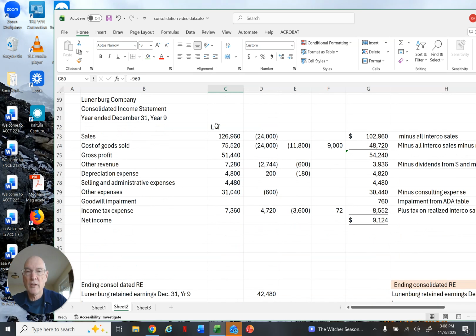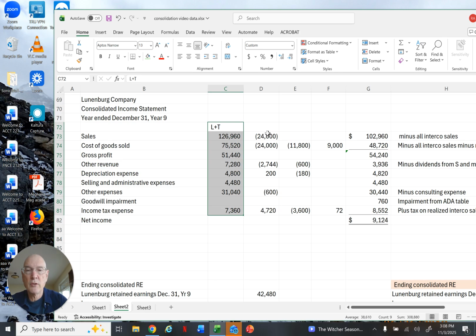So first of all, this column I have here is the two companies that we're trying to combine. So I've taken the number from the two individual company income statements, Lunenburg and Tofino, and this is simply like L plus T, and that's our starting point.